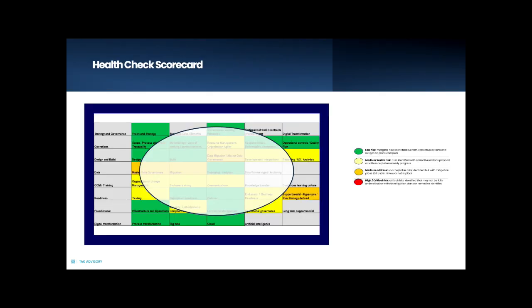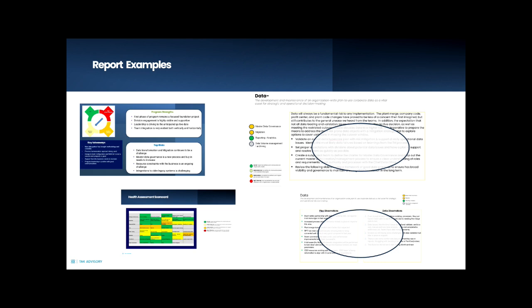The output in the report is a health check scorecard, which you can see an example on the screen. Each minor area that is in scope will have a risk factor of low, medium watch, medium address, or high critical risk. If in gray, it just means it was not in scope for this particular project. It will contain an executive summary, a health assessment scorecard, and then various observations for each one of the major categories. Again, this is based on the information provided to us during the interviews and the artifacts.